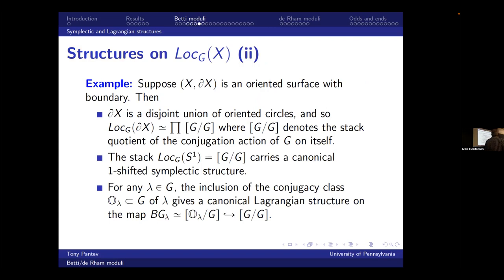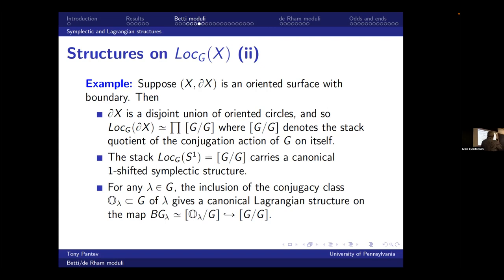So let me talk about the basic example. Suppose you have an oriented surface with boundary. The boundary is a disjoint union of circles. Local systems on the boundary are just classified by the stack G mod G, where you're quotienting the group G by its conjugation action on itself, one copy of G mod G for each boundary circle.